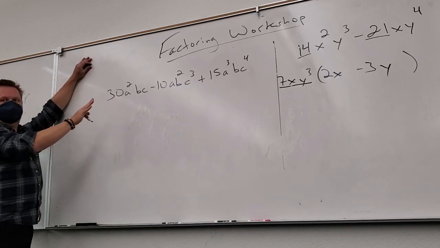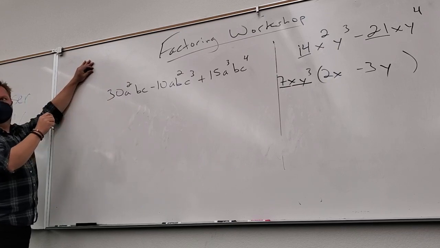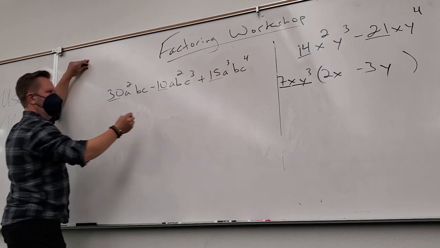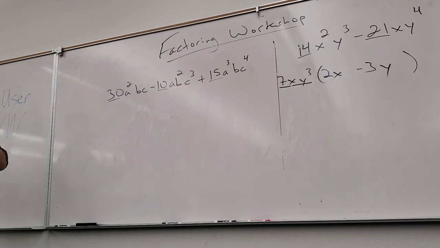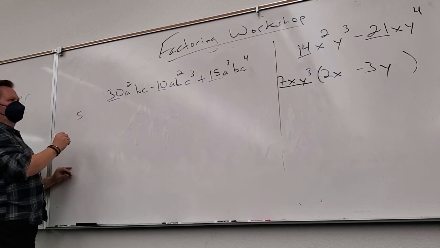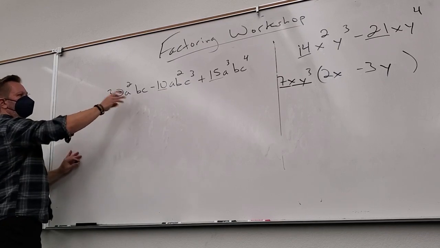Look at the numbers first. What number can come out of all 3? 5. Yes, good. Can't be 10, right? Because 15 doesn't like 10. I can take a 5 out of all 3. Is everybody cool with that?